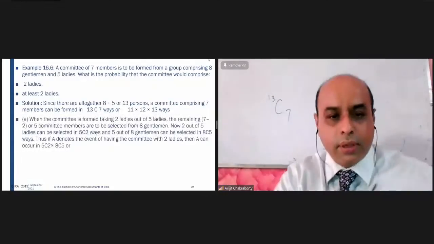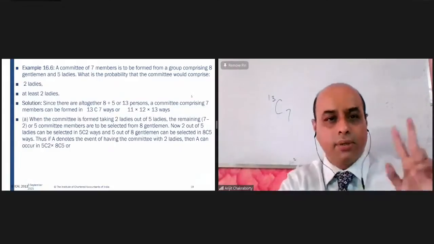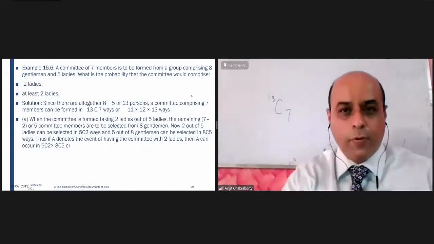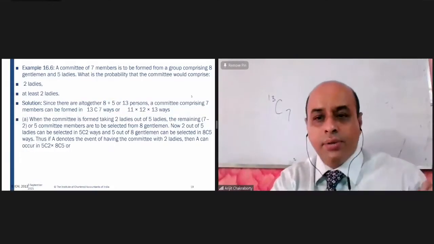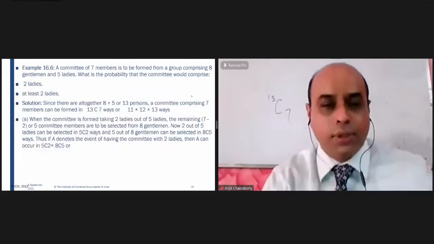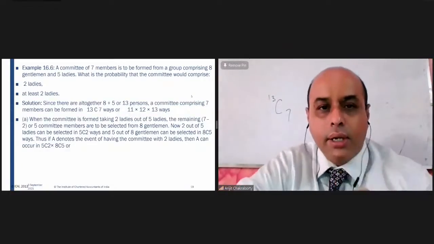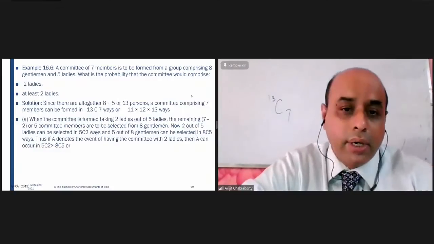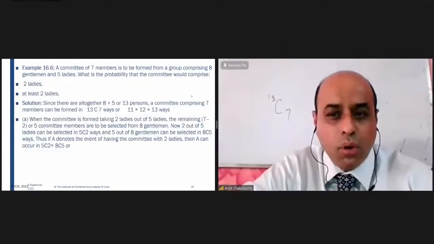Now the question is, when the committee is formed taking 2 ladies out of the 5 ladies, there will be 2 ladies in the committee. So what is the logic? When the committee is formed taking 2 ladies out of 5 ladies, there are 5 ladies and 8 gentlemen. What will happen? The remaining 7 minus 2, 5 committee members have to be selected from 8 gentlemen. So please see the problem. If I need to have 2 ladies in the committee and the total number of committee members is 7, that means I will have 5 gentlemen. Now I already have 8 gentlemen here. So 8C5.